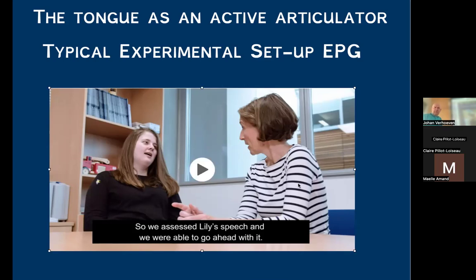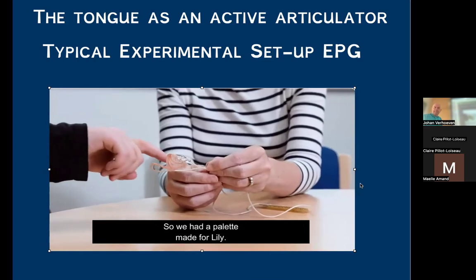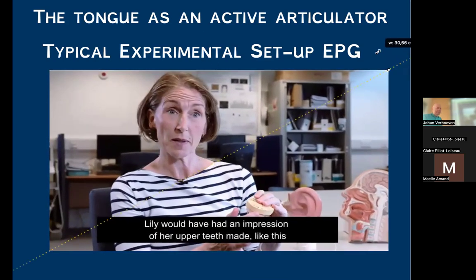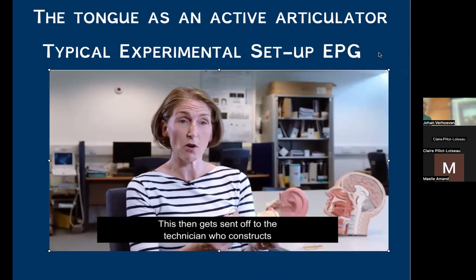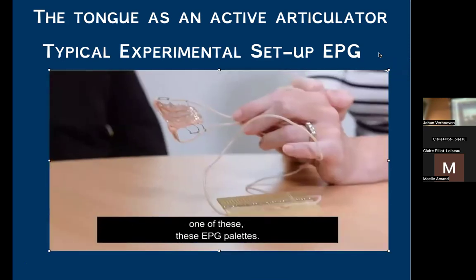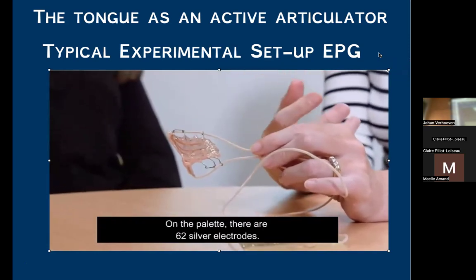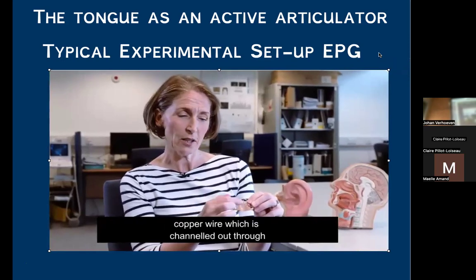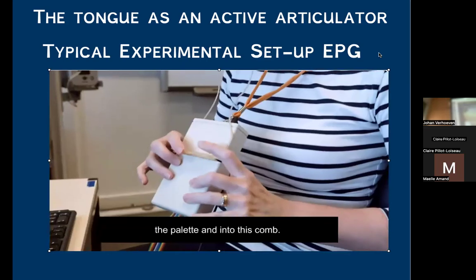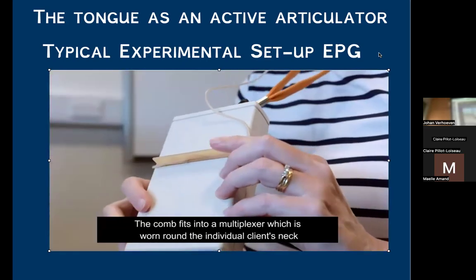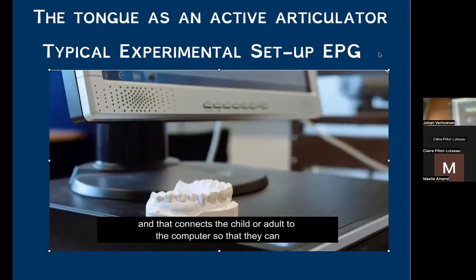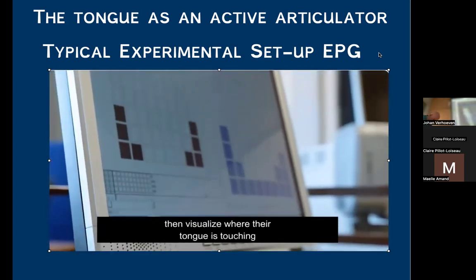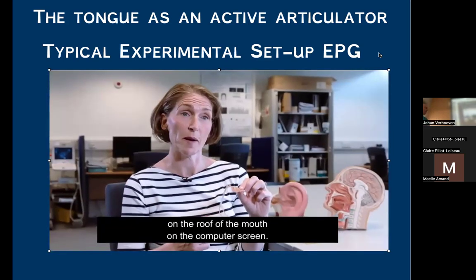And it gives you a bit of an idea of what a typical data collection exercise could look like. So we had a palette made for Lily. Lily would have had an impression of her upper teeth made like this. This then gets sent off to the technician who constructs one of these EPG palettes. On the palette, there are 62 silver electrodes. Each silver electrode is connected to a small copper wire, which is channeled out through the palette and into this comb. The comb fits into a multiplexer, which is worn round the individual client's neck, and that connects the child or adult to the computer so that they can then visualize where their tongue is touching on the roof of the mouth on the computer screen.